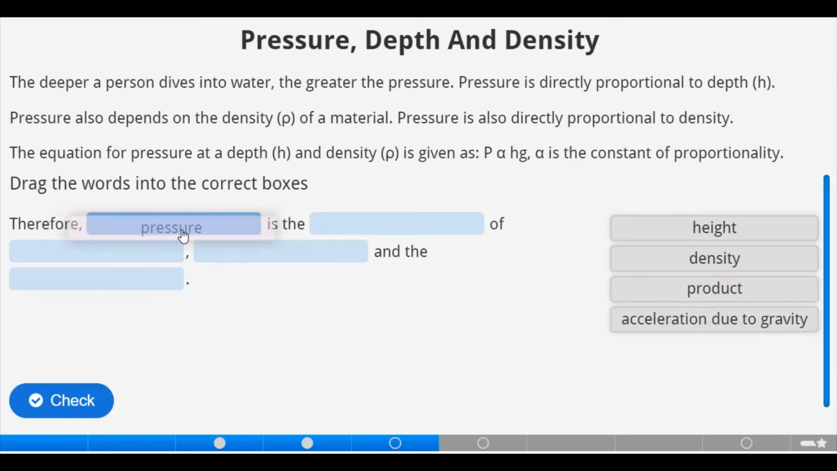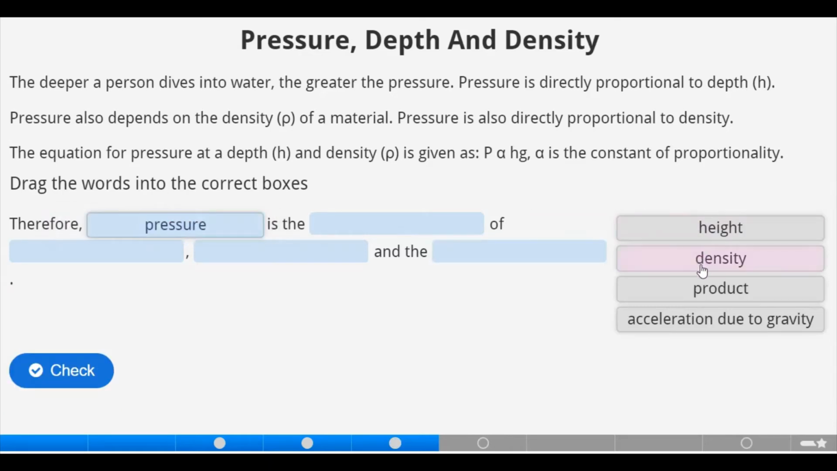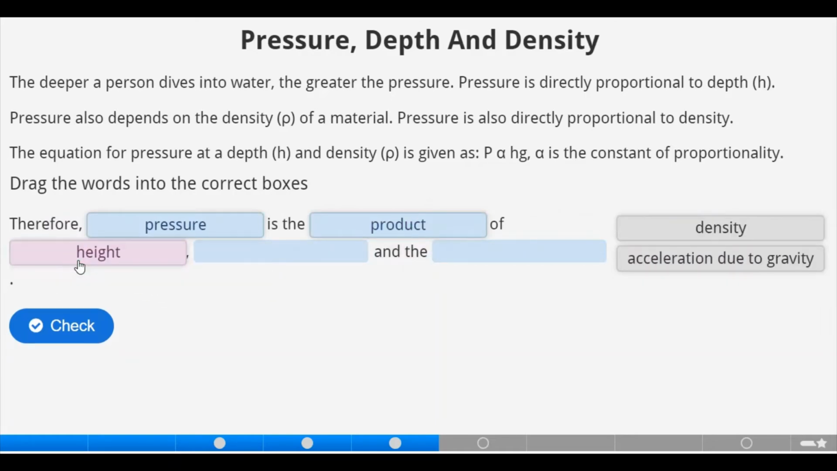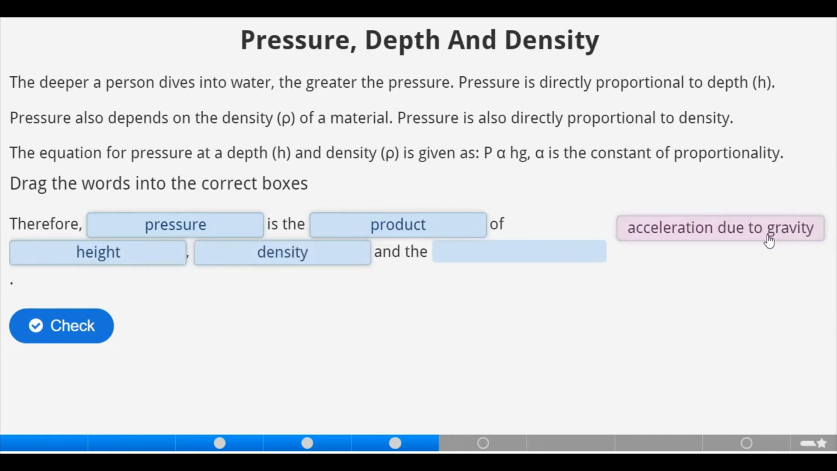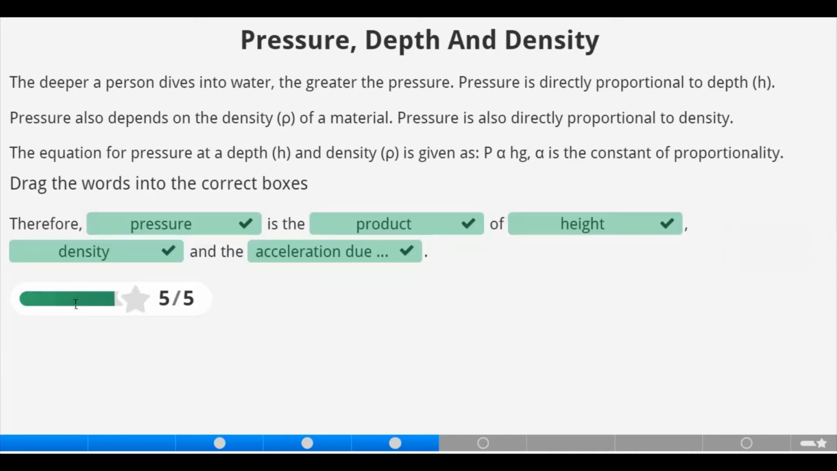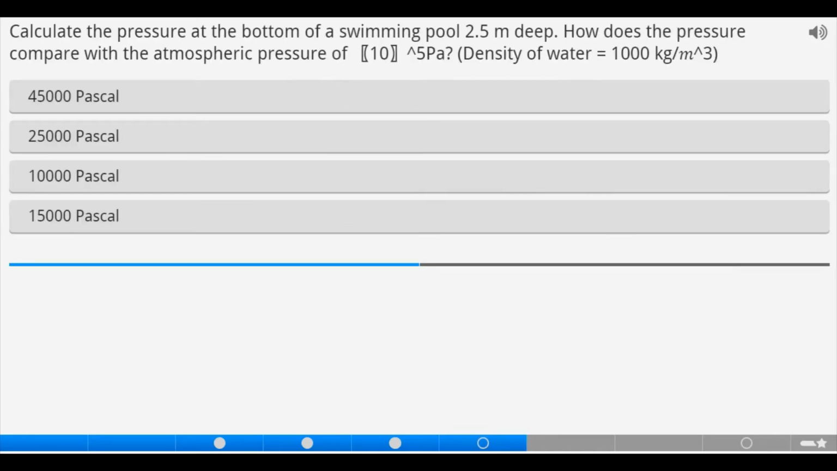Pressure is the product of height, density, and acceleration due to gravity. So let's check. That's correct. Let's move on.